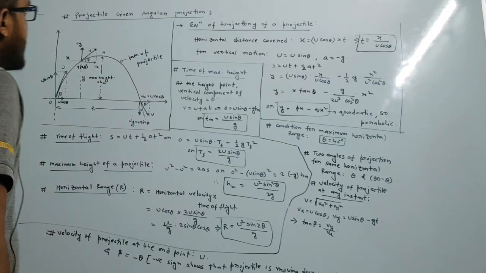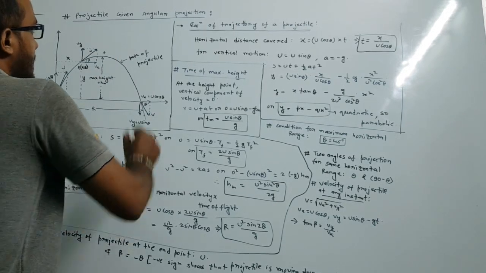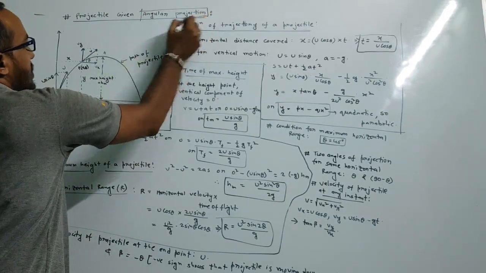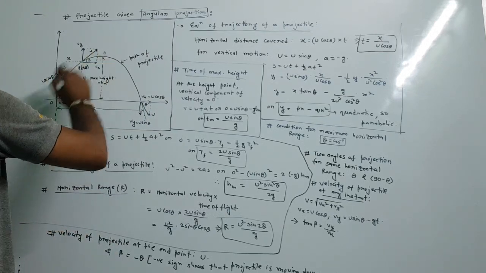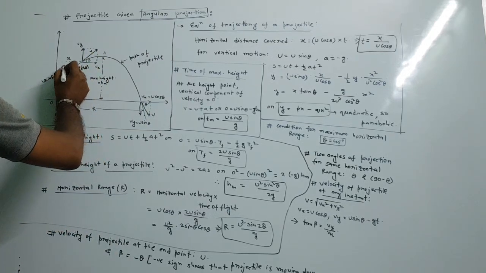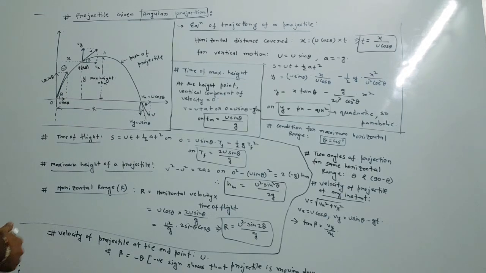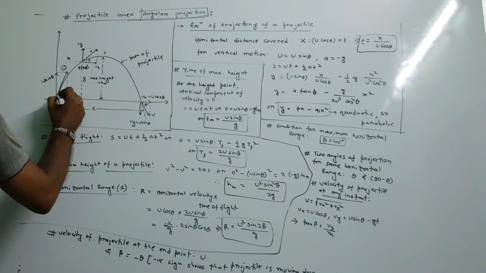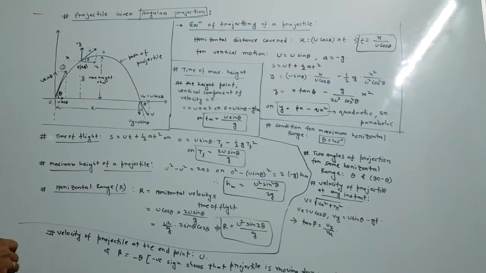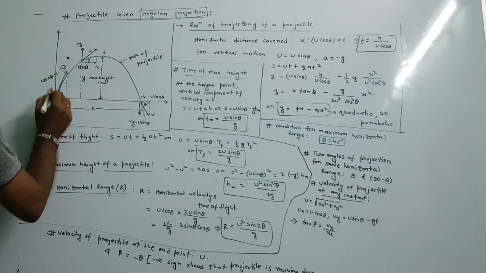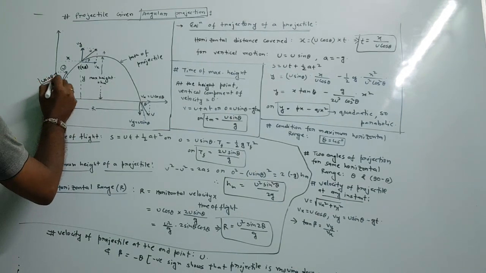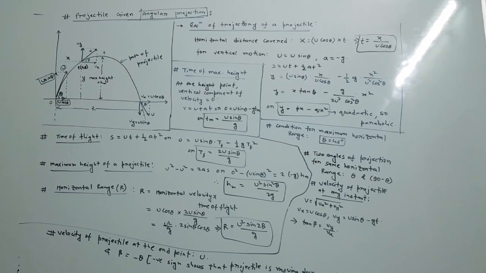Our next topic is projectile in angular projection. In angular projection, let us say we have thrown or fired an object with an initial velocity u, at an angle of theta with the horizontal. Then what would be the horizontal component? This would be u cos theta. And what would be the vertical component? This would be u sin theta.